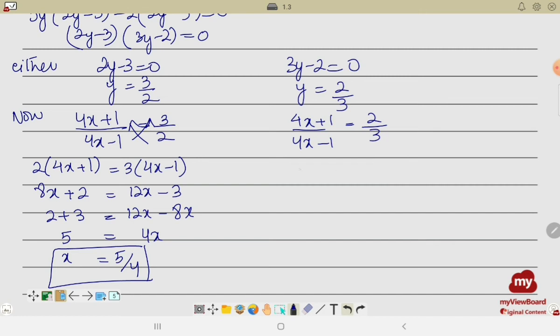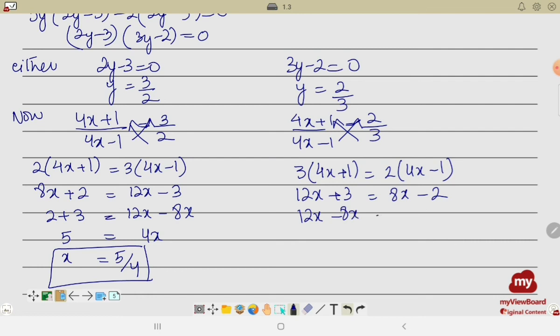First answer. Now let's do the cross multiplication for the other factor. 3 into 4x plus 1 and 2 into 4x minus 1. 4 times 12x plus 3, 4 times 8x minus 2. Let's keep our x positive. 12 minus 8 is 4x minus 5. So here x is equal to minus 5 by 4. So if you see, once we get minus 5 by 4 and once we get plus 5 by 4.